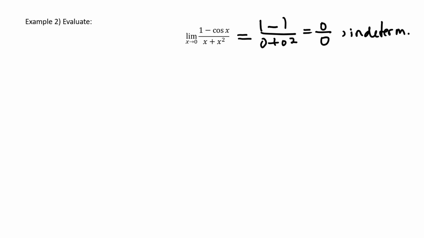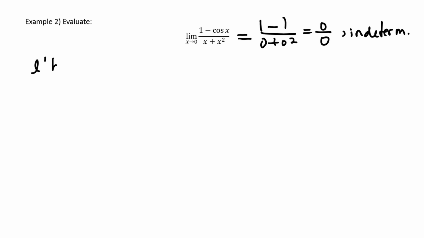Example 2. Evaluate the limit as x approaches 0 of, in the numerator, 1 minus cosine x, divided by, in the denominator, x plus x squared. Let's take the limit. We will have 1 minus cosine of 0 is 1, divided by 0 plus 0 squared, which gives us 0 over 0. It's indeterminate, and that form allows us to use L'Hopital's rule.